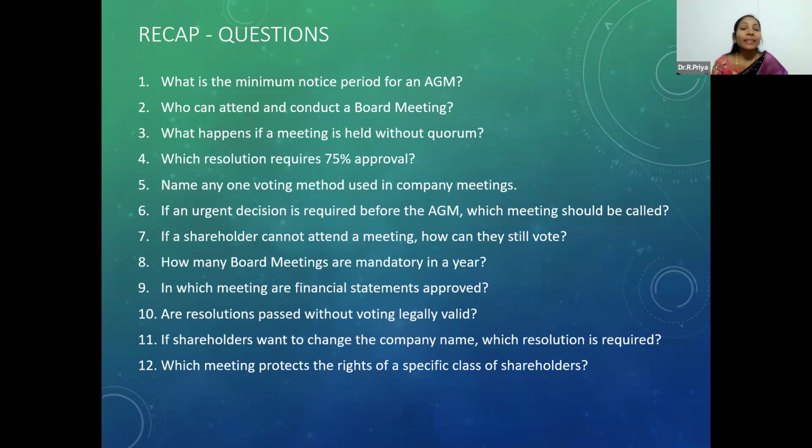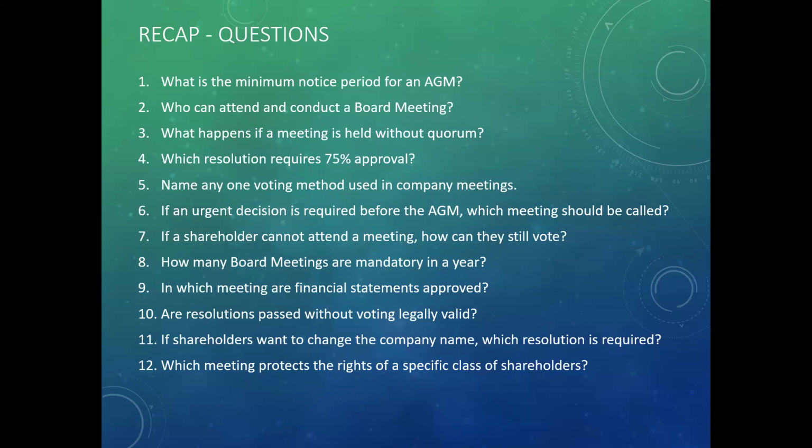Okay, good. Then in which meeting is the financial statement approved? AGM. Good. Is a resolution passed without voting legally valid? Yes or no? No. Voting is essential for validity. Correct.